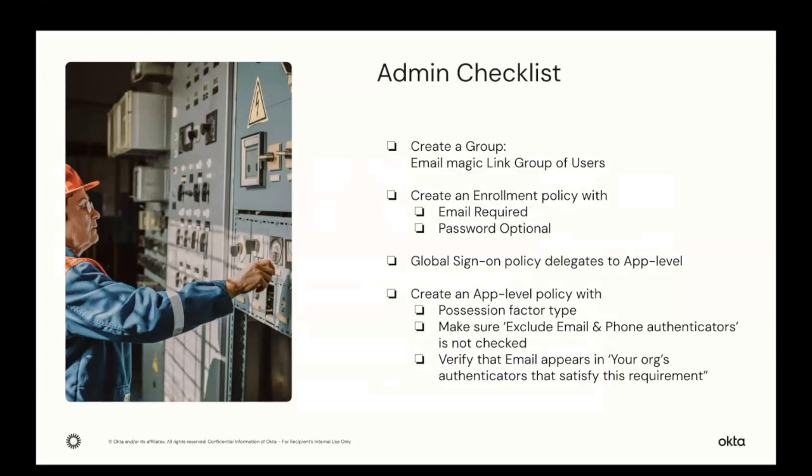You will create a global sign-on policy for this group that delegates to the app level. And then you will create an authentication policy to be applied at the app level, where you will require a possession factor type, because email is a possession factor. Make sure that there is a box in the policy that allows you to exclude email and phone authenticators, which is obviously for enterprise use cases. So make sure that this is not checked. And then you can, as I showed you, verify the authenticators that satisfy these requirements, that email will appear in the list for the policy.